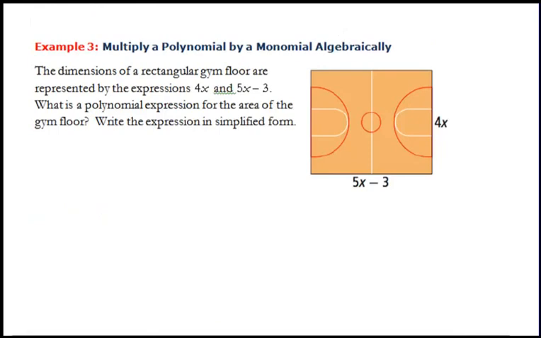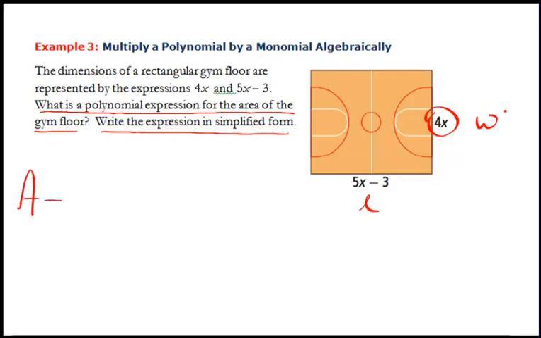Right, on to the next page and our last example. So look what we've got here. We've got a gymnasium floor. Instead of giving us real numbers, they've given us algebraic terms that represent the length and the width. Now, our width there is 4x, and our length is 5x minus 3, isn't it? Now, what do we ask for here? What is a polynomial expression for the gym floor? Write the expression in simplified form.